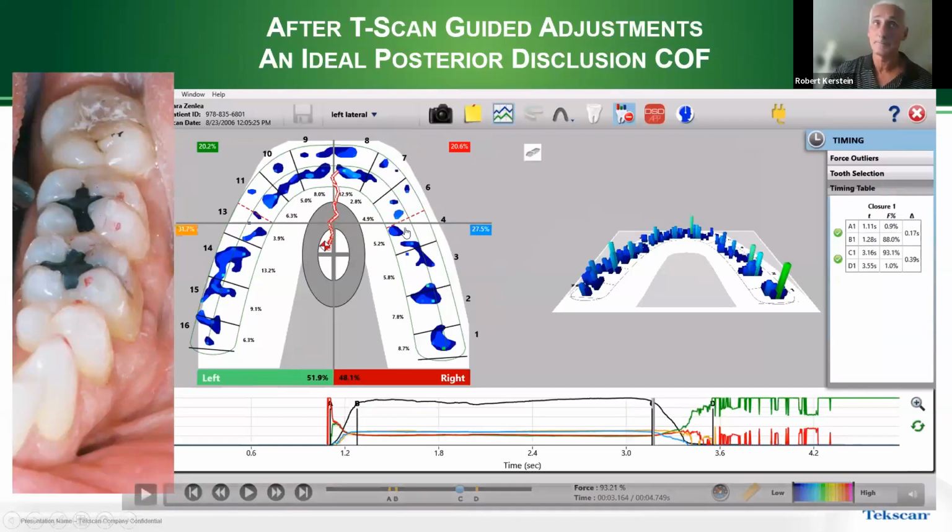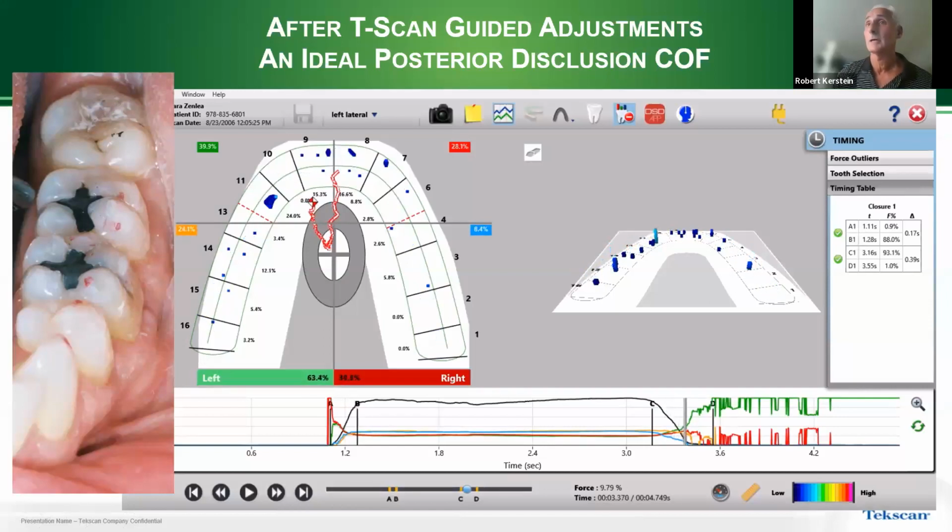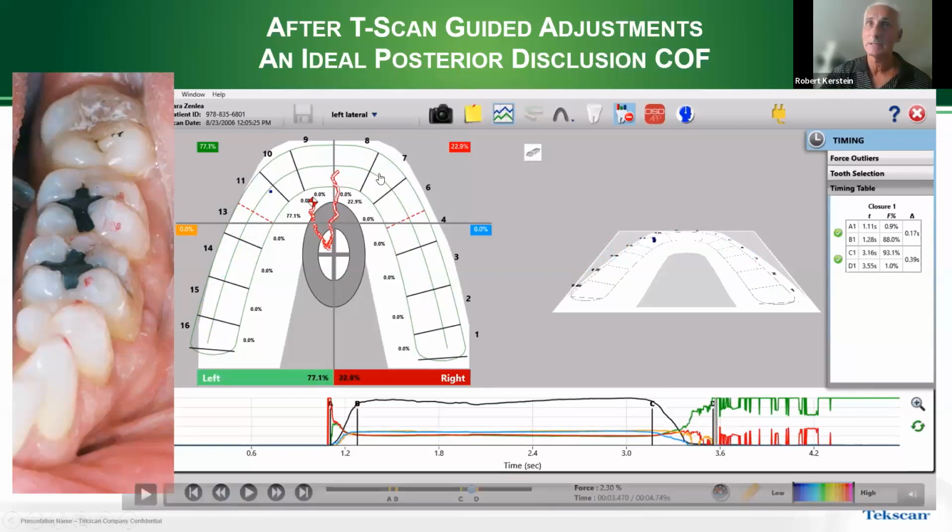Then we treat them. And again, this is their lower left side. This matches up to these teeth here. Now watch, when we treat them, what happens to the center of force, how it goes directly towards the anterior. And even though the back teeth maintain a small amount of contact, short duration contact, right? So this is a near ideal center of force trajectory. The closure trajectory is ideal, and the left guidance trajectory is ideal, right? And that's the result of T-scan guided adjustments.